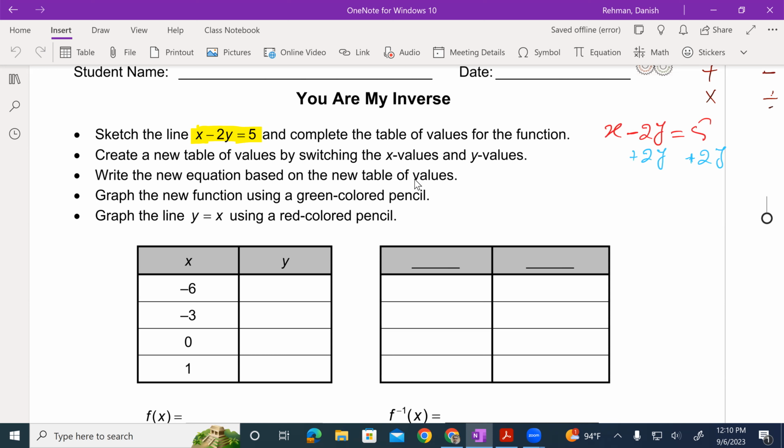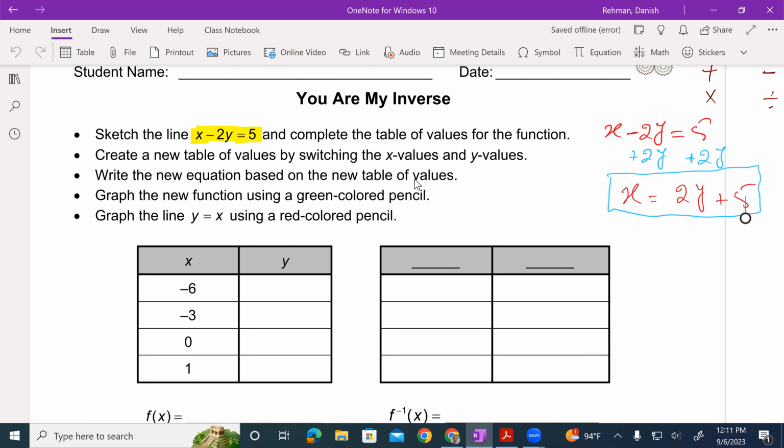I will add 2y on both sides, and that will give me the new form of the function, which is x equals 2y plus 5. 5 was already there. I didn't change anything in that. So x equals 2y plus 5. This is one way of writing it. We can do the same thing with the y also. I can separate the y as well. How will I do that?